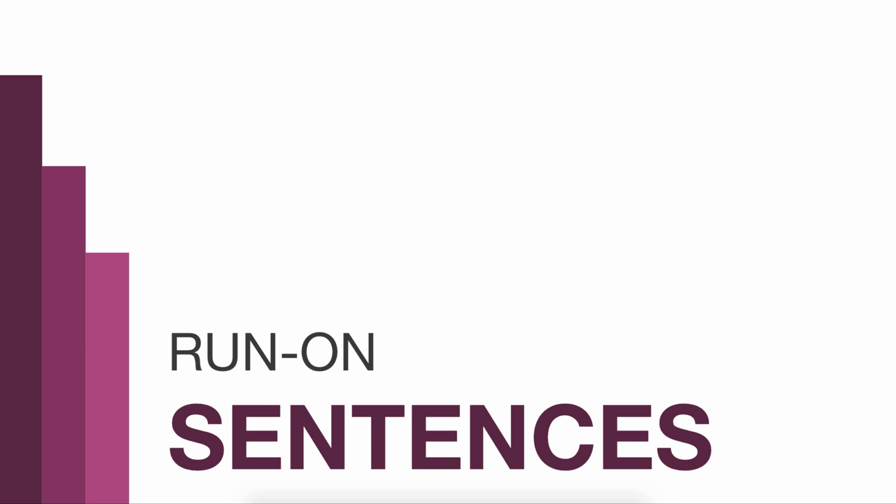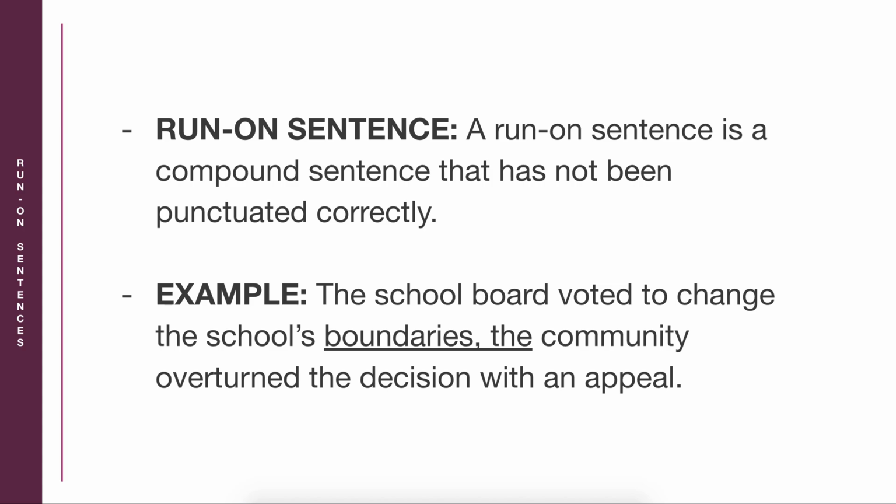Now, this all segues into the idea of a run-on sentence. And all a run-on sentence is, is just a compound sentence that has not been punctuated correctly. In other words, it is two independent clauses or more that have been smashed together without using a comma and a coordinating conjunction or without using a semicolon. Here's an example of that.